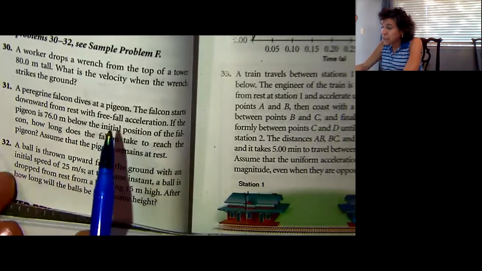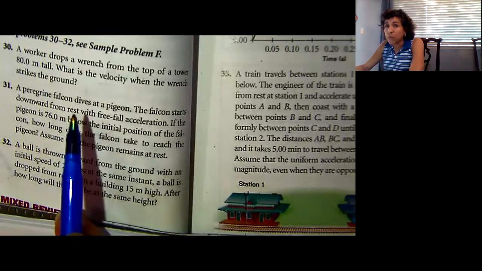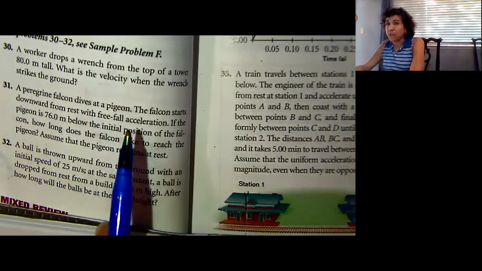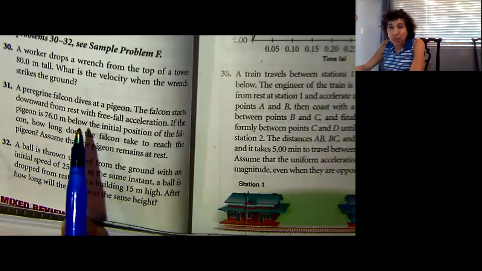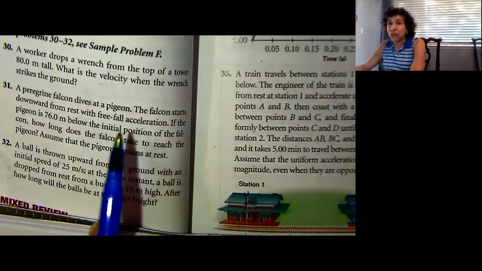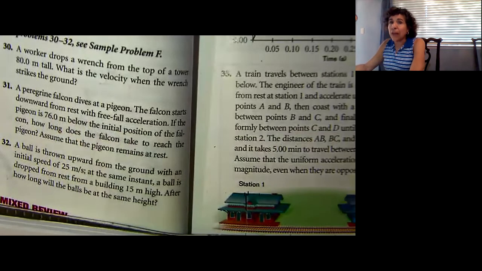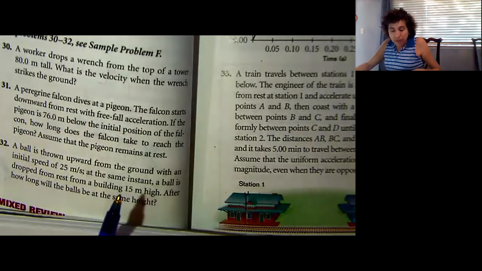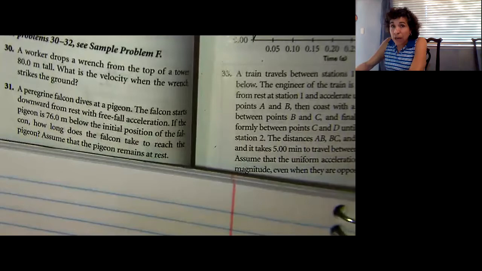So we have a falcon that dives down at a pigeon. Falcon starts downward from rest, so that's important, with the free fall acceleration. Okay, free fall. If the pigeon is 76 meters below the initial position of the falcon, how long does the falcon take to reach the pigeon? And it says, assume the pigeon remains at rest. All right, so if he remains at rest, then he's probably not flying. So let's assume that the pigeon's down at the ground.